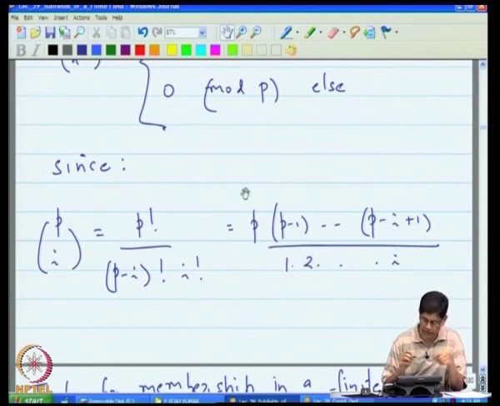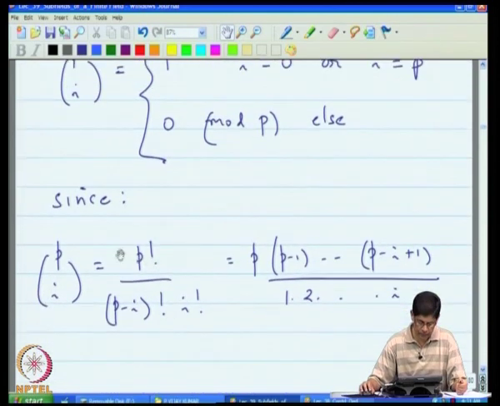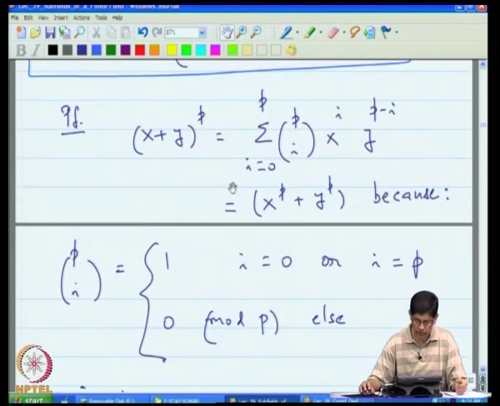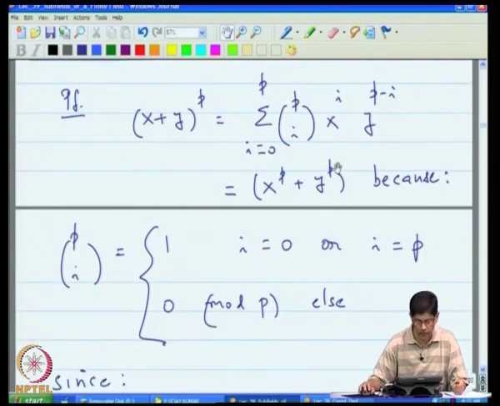So, it follows that p divides this entire quantity, and hence when you go modulo p, this thing becomes 0. Okay. So, that explains why you have a rather simple binomial rule over finite fields of characteristic p. You just bring the p below.